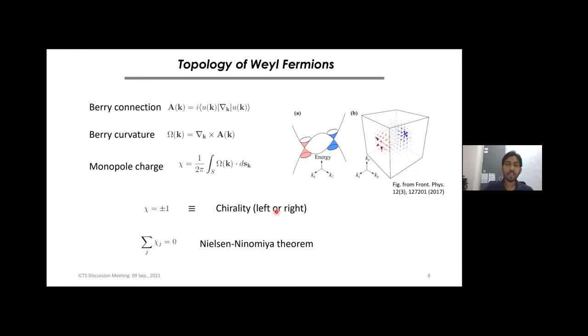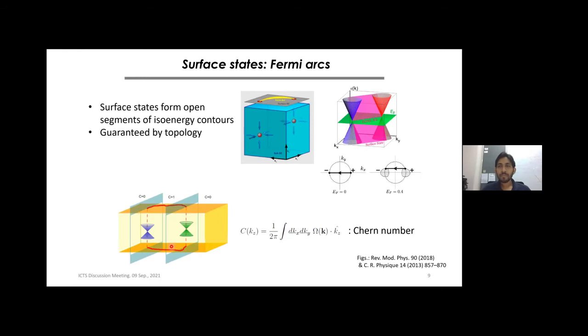Okay. Now there is this famous Nielsen-Ninomiya theorem, which says that there is no way that you can have an excess of chi. So however many nodes that you might have in your system, they have to come in pairs so that the total monopole charge or chirality has to go to 0. Okay. All right.